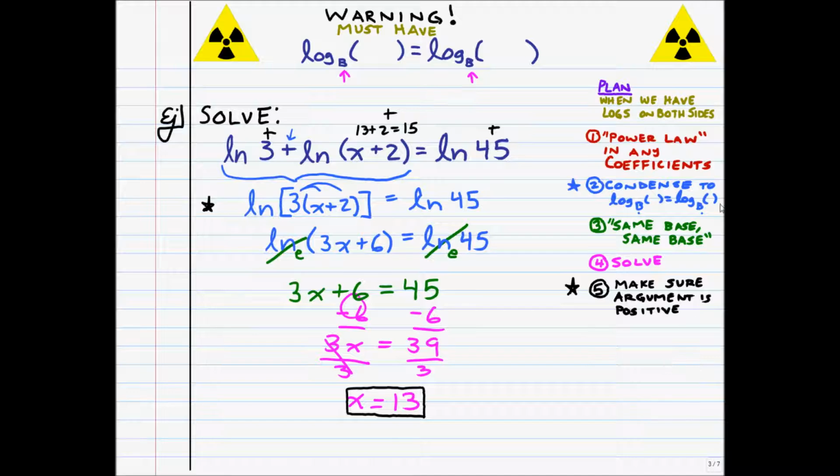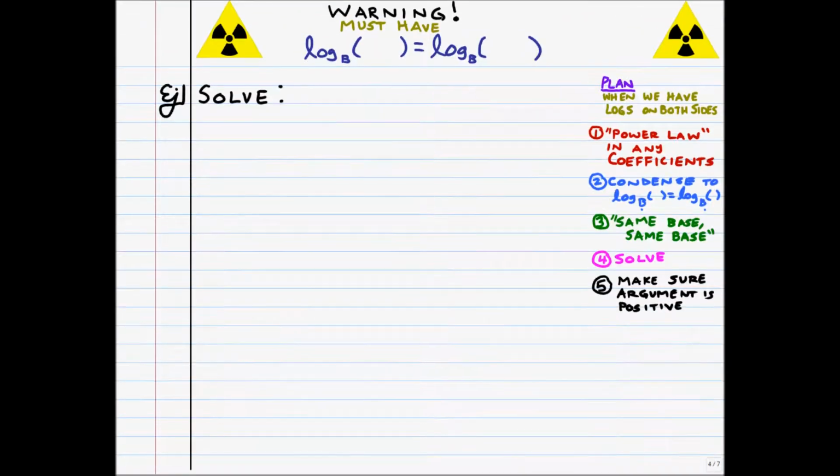Moving on then, let's take a look at another example. I'm trying to hit a little bit of everything, so I think I've got a couple examples left before we get to the triads. Okay, so next one. We are going to solve 2 log of x equals log of 121.